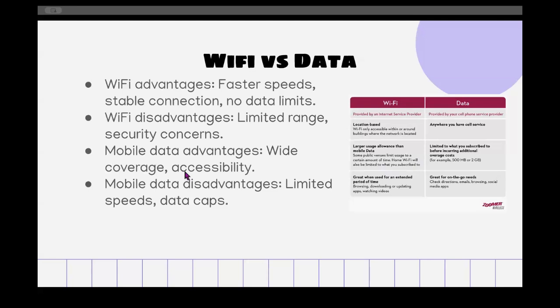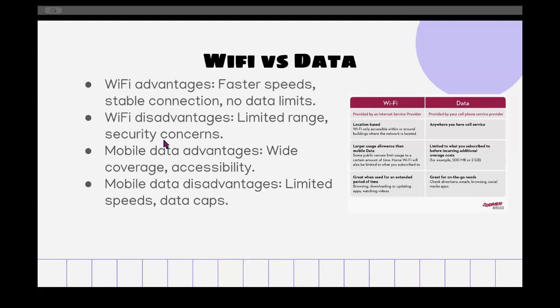So for Wi-Fi versus data. Wi-Fi confers a few advantages relative to data in the sense that you have the ability to have faster speeds, a more stable connection, and no data limits because it's usually location based. The router is ideally in close proximity to you, and therefore the speed is faster.